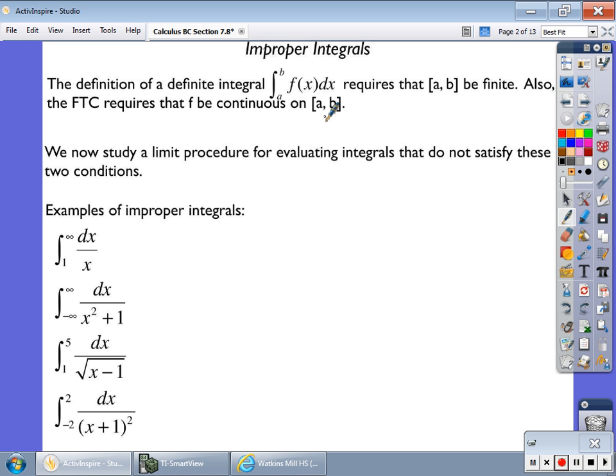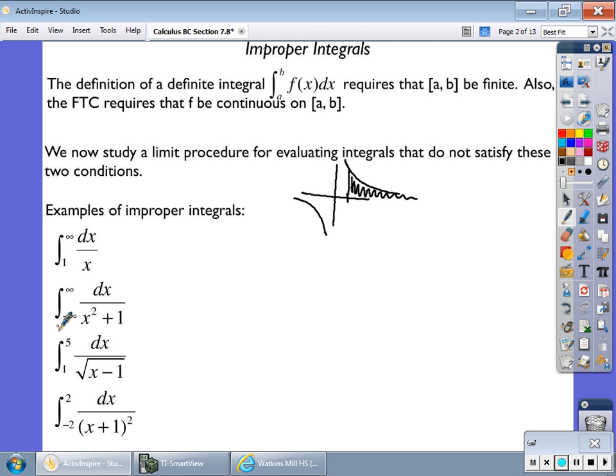Okay? So what we're going to do today is study a limit procedure for evaluating integrals that don't satisfy these two conditions. Examples of that are like the integral from 1 to infinity of 1 over x dx, which is really interesting if you think about it, because the graph of 1 over x looks like this. Remember, area under a curve, if you're going from 1 out to infinity, you might think that's an infinite area. In this case, it might be, but there are cases where we're finding the area under an infinite curve, if you will, and it's going to give us a finite number. This is going to come up big time in our infinite series unit, which is next.